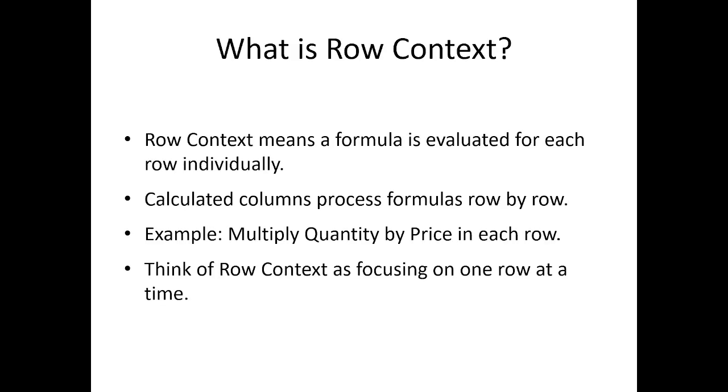First, what is row context? Row context means that a formula or expression is evaluated for each row individually. For example, when you create a calculated column, Power BI processes the formula row by row. Imagine you have a sales table with quantity and price columns. If you create a calculated column to multiply quantity by price, Power BI calculates it for every single row separately. Think of row context as focusing on a single row at a time.